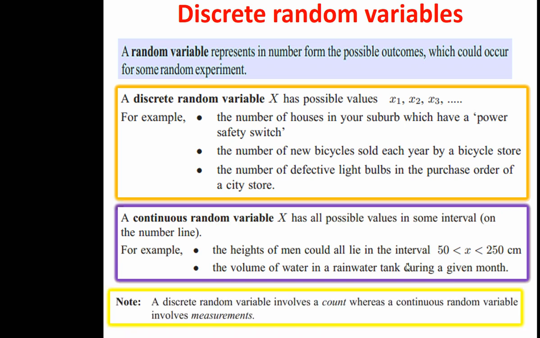An extra thing to note, a discrete random variable involves a count. So you count the number of houses, you count the number of bicycles, you count the number of defective light bulbs. Whereas a continuous random variable, you tend to measure with an instrument, like a thermometer, a measuring tape, a measuring cylinder, that kind of thing.